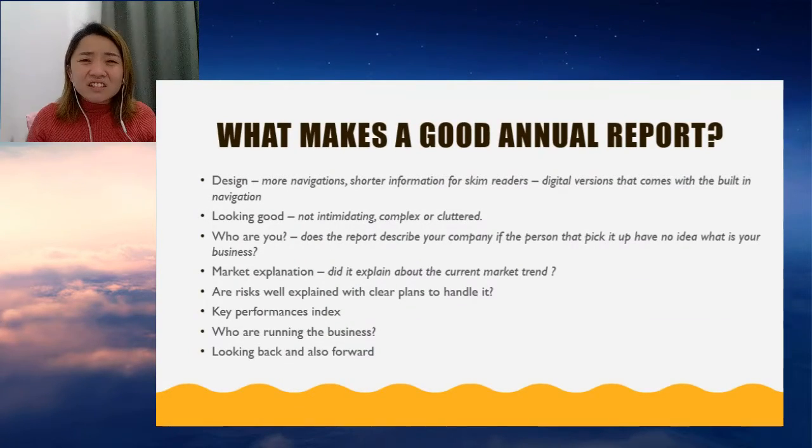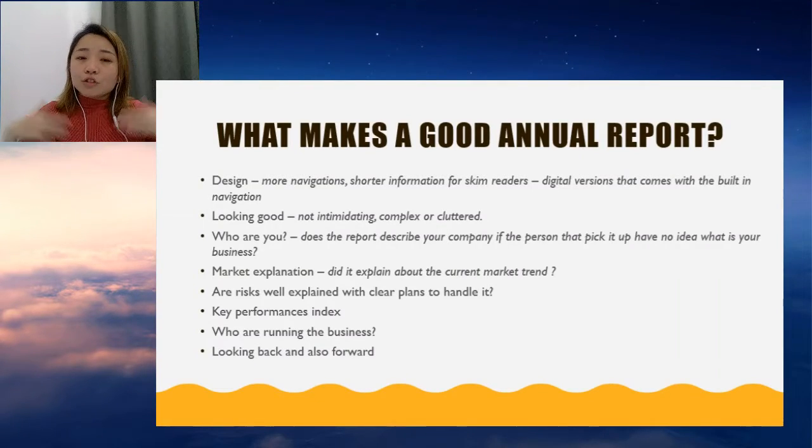Is it very cluttered, or is it looking very fresh, very easy to understand? You see, visual plays a lot of importance when it comes to reading, especially for people who are not familiar with your company. That's why I say a good annual report is one that is able to convince a normal person and able to make a normal person understand what they're saying.